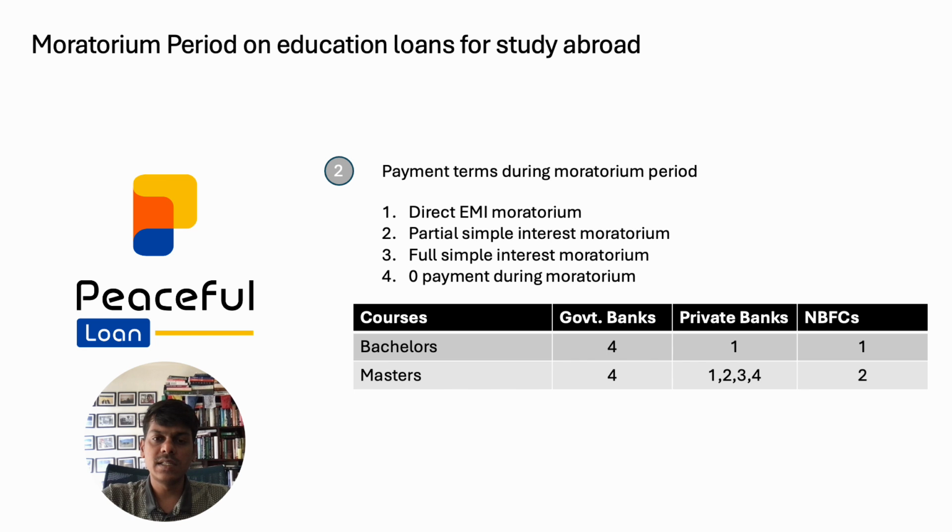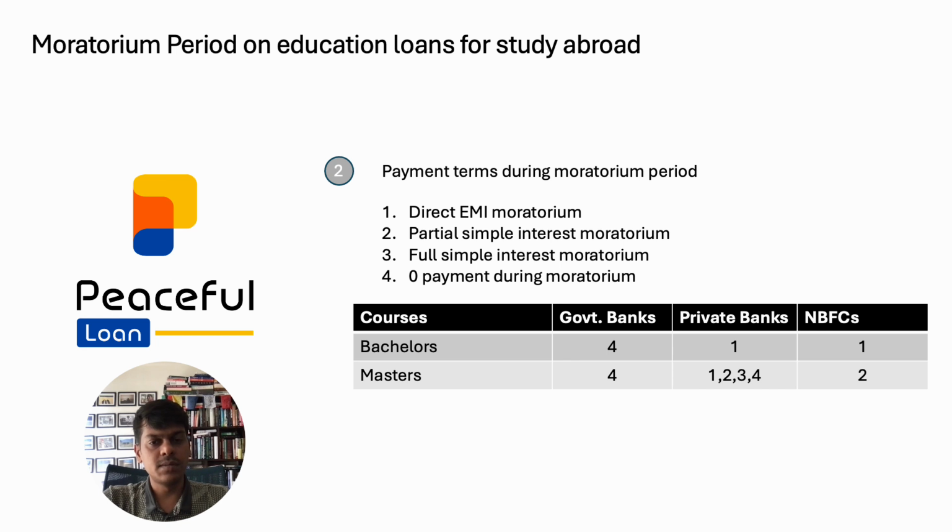Second is a partial simple interest, where bankers expect you to pay 5 to 10,000 rupees per month so that you get into a discipline of paying the education loan back so that it doesn't become out of sight, out of mind, right? Third is a full simple interest during moratorium. That means the interest month on month has to be paid to the bank during the entire moratorium period.